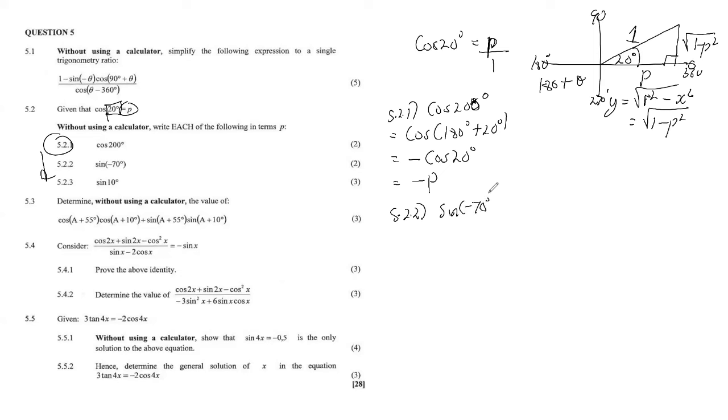Now, 5.2.2, we have sine of negative 70 degrees. Sine of any negative value is negative. So negative sine 70 degrees. And then this can be written in reduction formulae as sine of 90 degrees minus 20 degrees, which is still the 70. But remember, I'm trying to express it in terms of the 20 there. So since this is a cofunction, it will change to negative cos 20 degrees. Remember, sine is positive in the first quadrant, but then we have the negative from here. So this again gives us negative p.